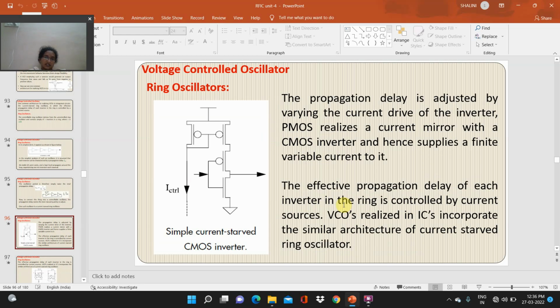The propagation delay is adjusted by varying the current drive of the inverter. PMOS realizes a current mirror with a CMOS inverter and hence applies a finite variable current to it. The effective propagation delay of each inverter in the ring is controllable by current sources. DCOs realized in ICs incorporate a similar architecture to the current starved ring oscillator.